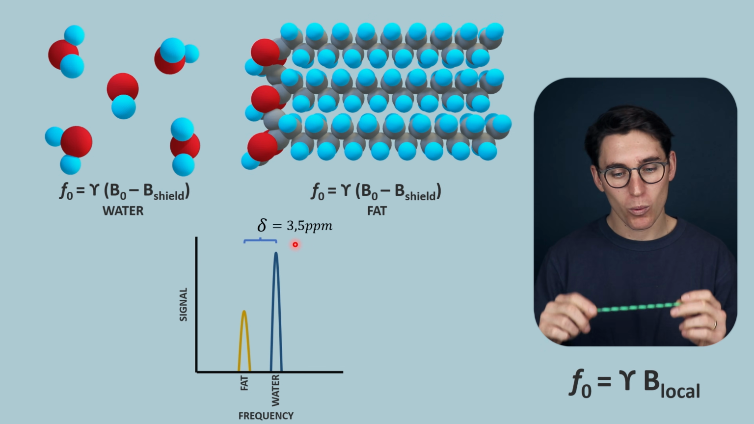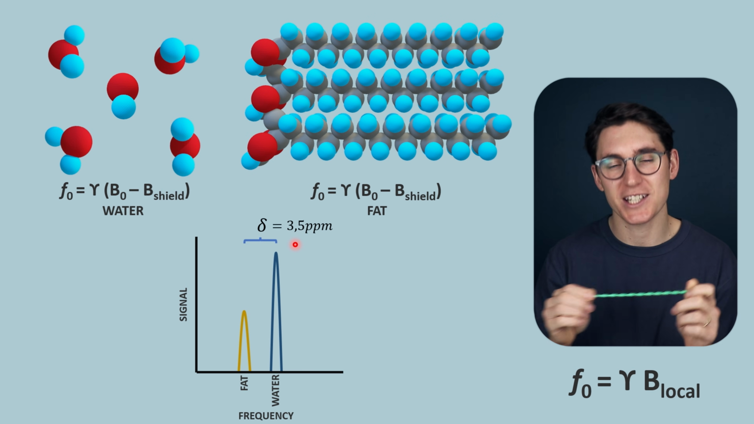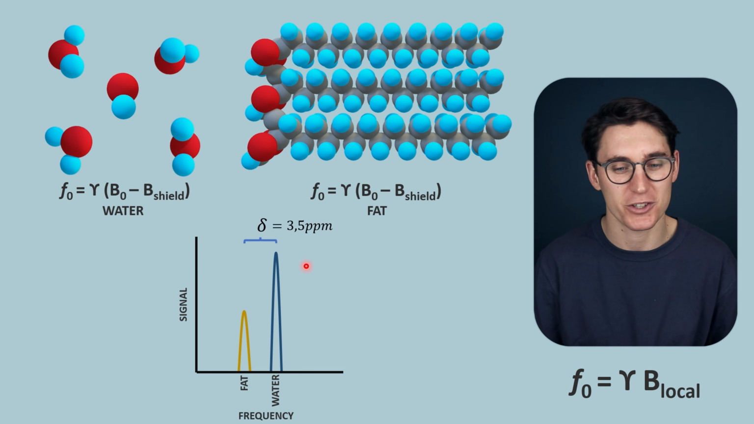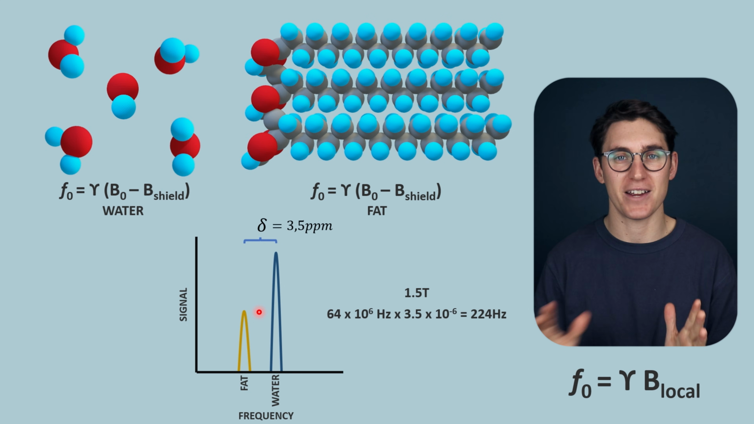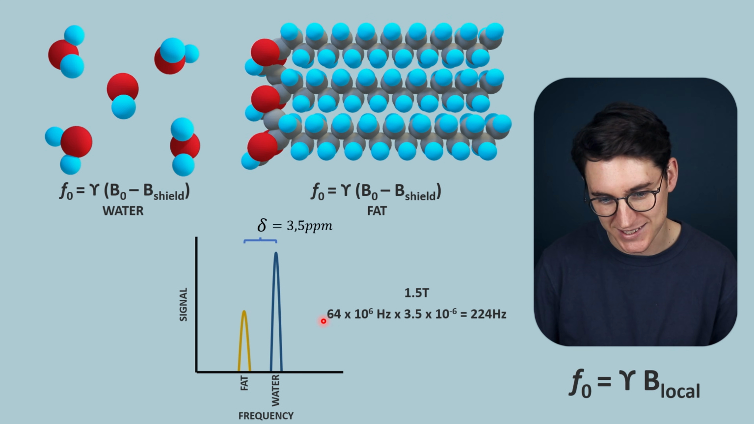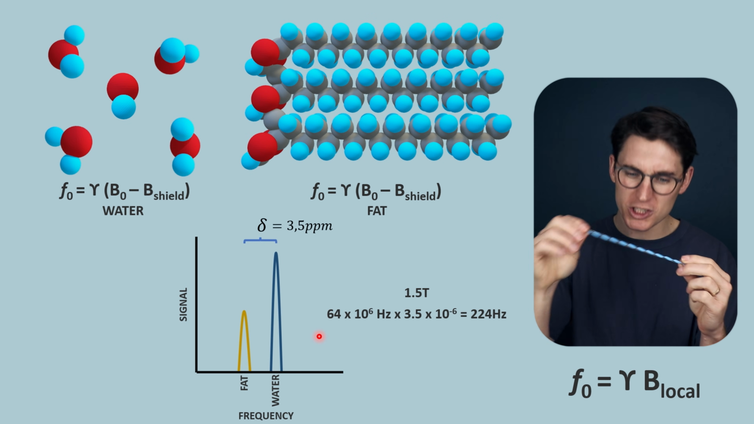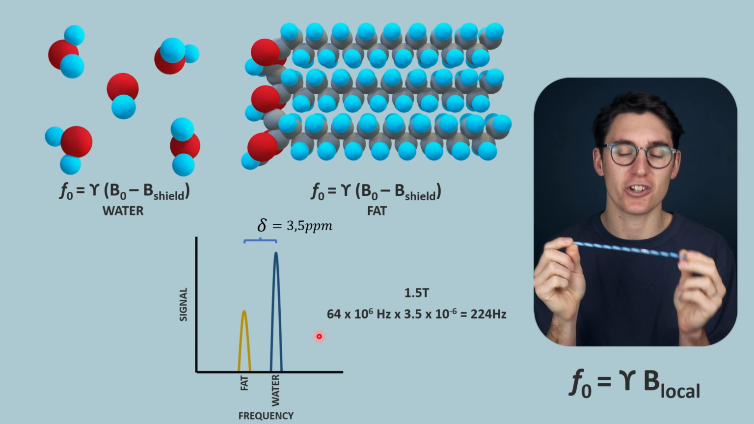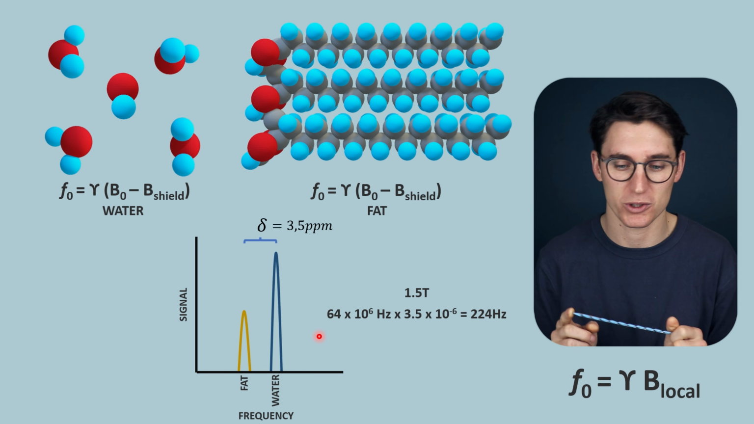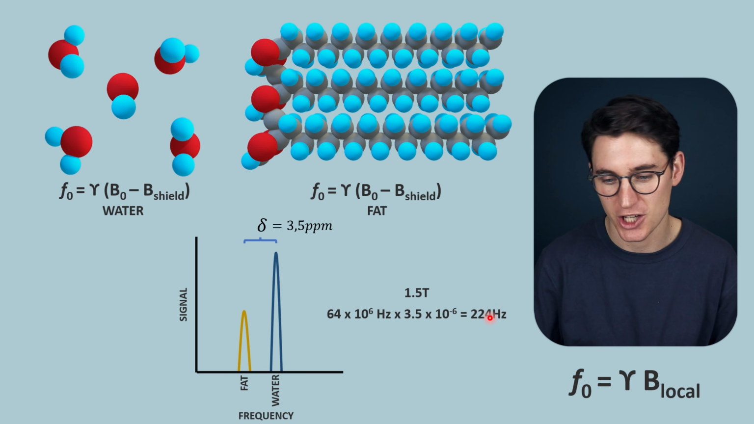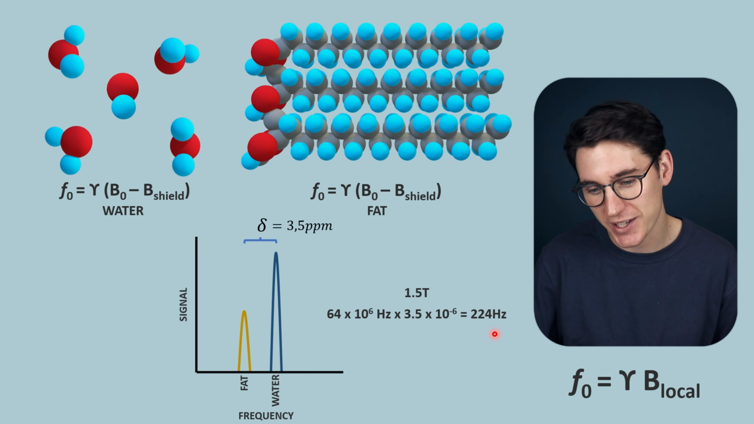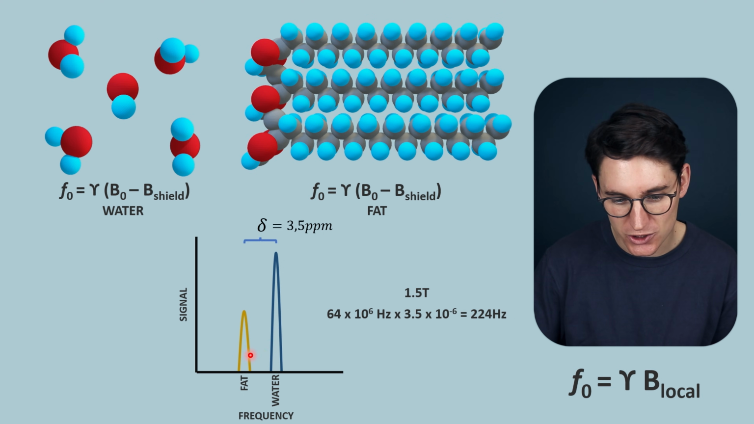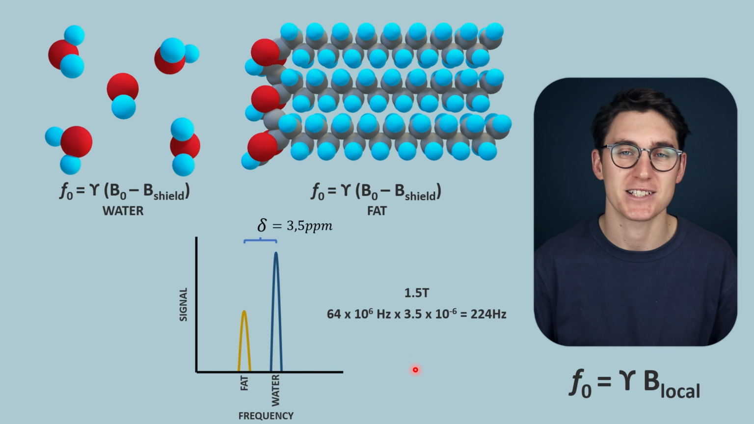Now, what does that mean? Well, for every million hertz that water is precessing, fat will precess at 3.5 hertz less than water. It's a minute difference between the two. And that means at 1.5 Tesla, water, we know, will precess at 64 million hertz. For every million hertz that water precesses, fat is going to precess at 3.5 hertz less than water. So for 64 million hertz, we'll see that fat precesses at 224 hertz less than water. Now, why is this important? This frequency difference here is 224 hertz in a 1.5 Tesla machine.